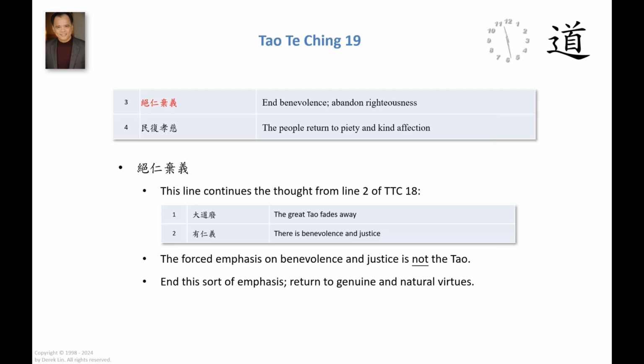So we can leverage the two lines to understand the rest of this chapter. In this context that we're seeing right here, it becomes obvious that the pretentious virtues, benevolence and righteousness, they emerge when the Tao is forgotten by human beings.